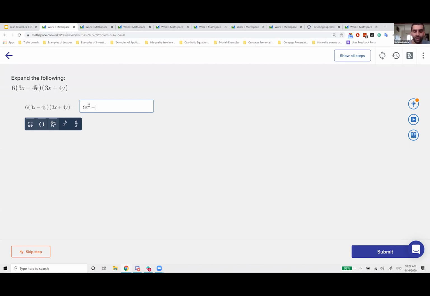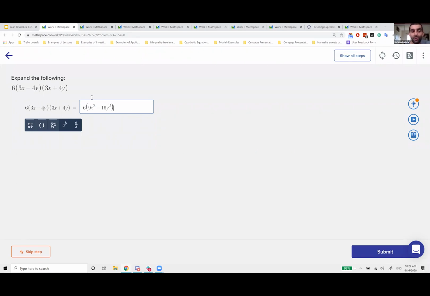So the 4 squared is going to give us 16, and the y squared is going to give us y squared. Okay, so we know that. Now, we still have to do the 6 out the front. So I'm going to put the 6 out the front, and then this thing goes in brackets.